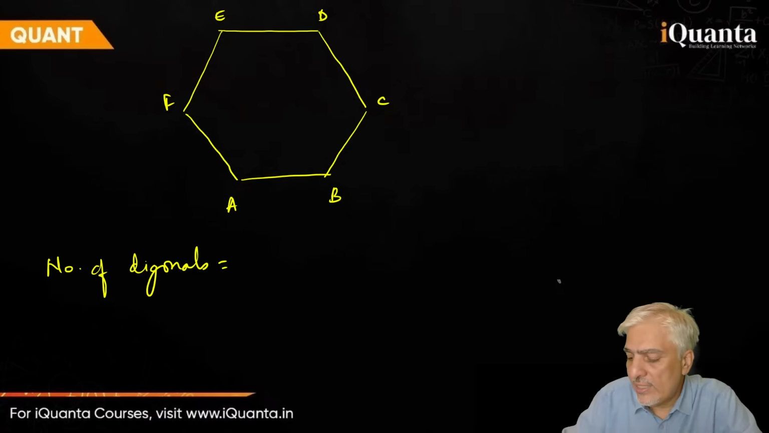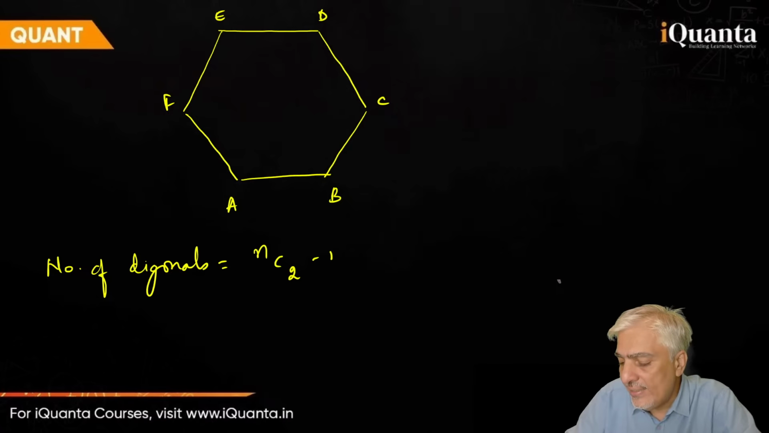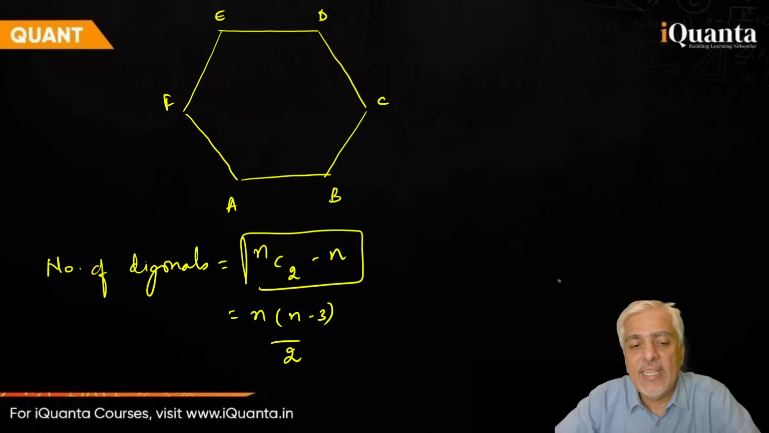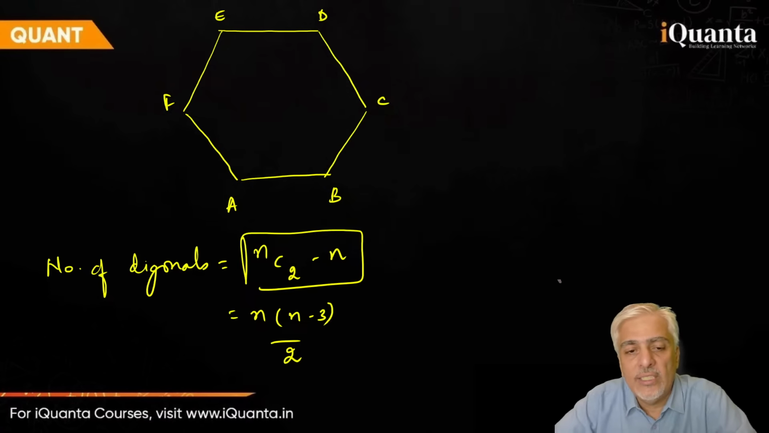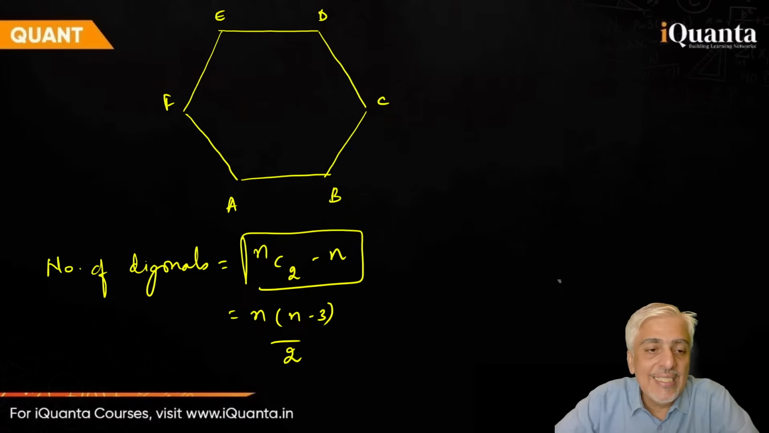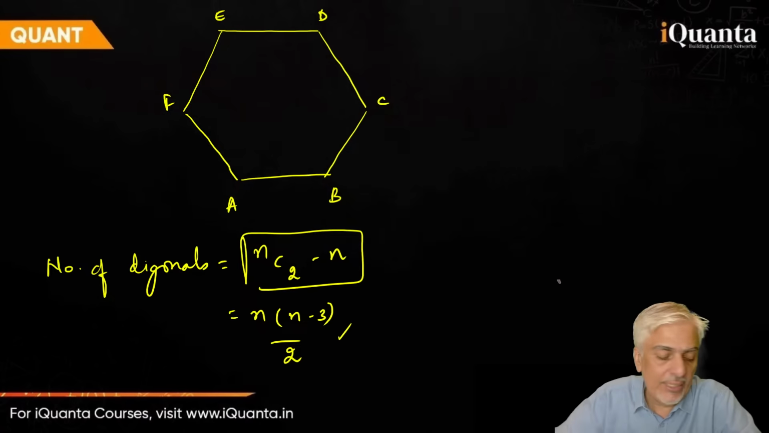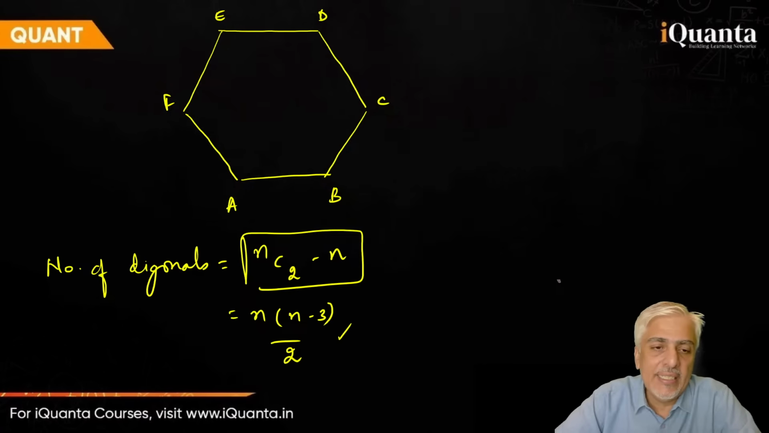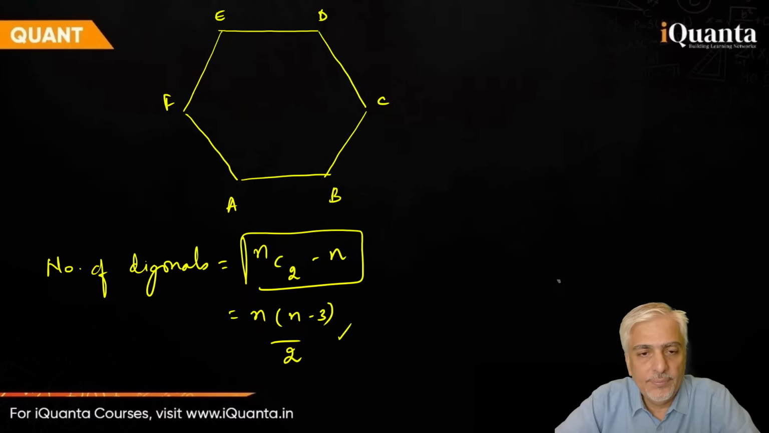There are two formulas. You can do nC2 minus n, or you can do n into n minus 3 upon 2. This is the more logical formula: if I join A with all the different possibilities, there are nC2 lines using permutation combination, out of which n of them are sides of the hexagon, so the remaining are all diagonals. Or use the derived formula n into n minus 3 upon 2. This can be used for any polygon, pentagon, hexagon, anything.